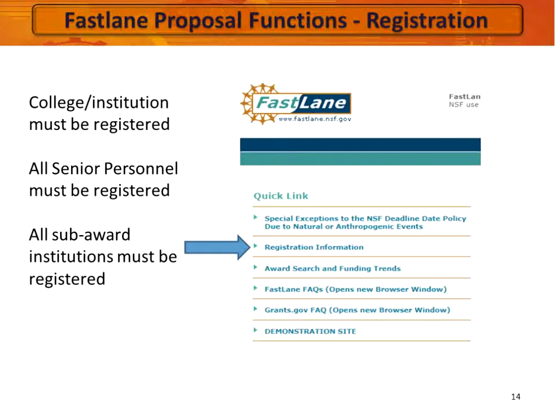Typically, a sponsored research officer or grant writer for the institution will register the institution, and then this administrator will register individuals for the grant being developed. All senior personnel must be registered. On this slide, you can see the place in Fastlane landing page where these registration tasks are completed, right there.